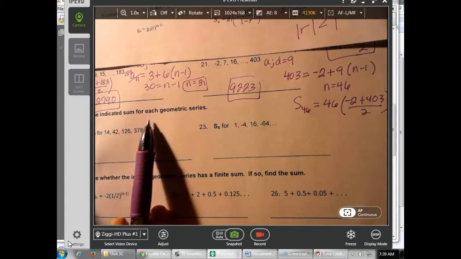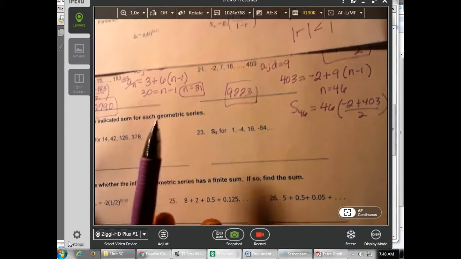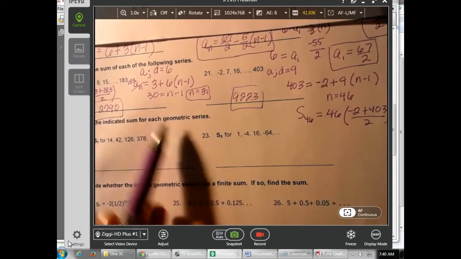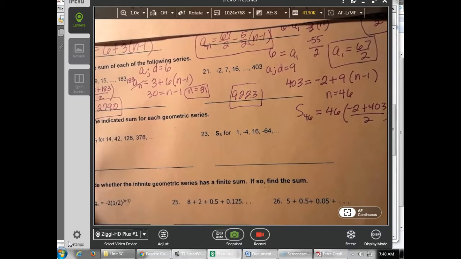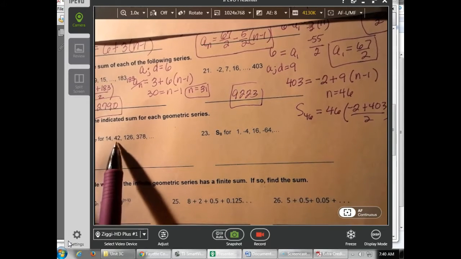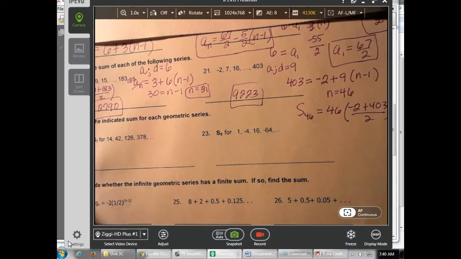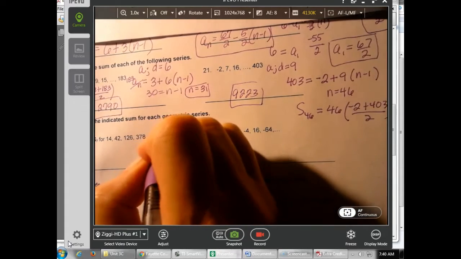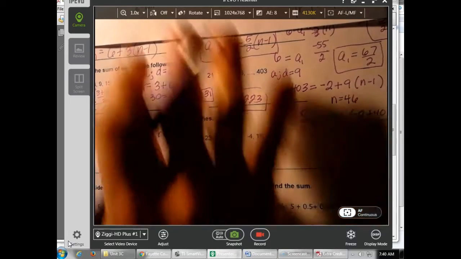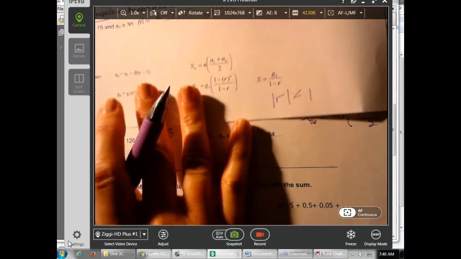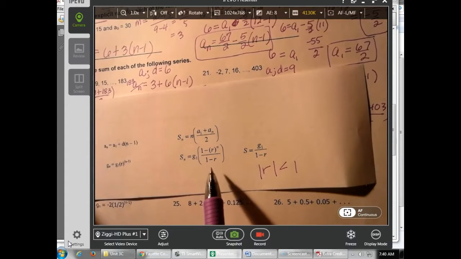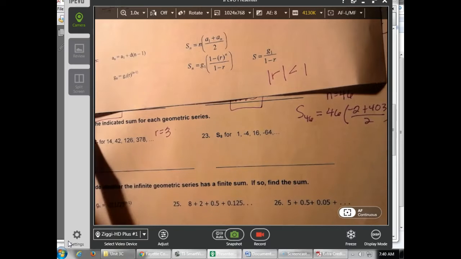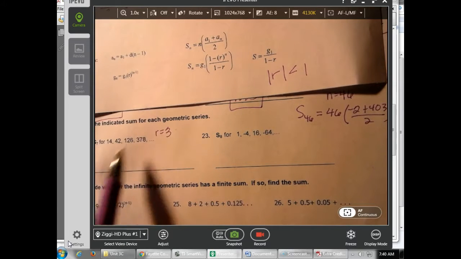Find the indicated sum for each geometric series. So now we're told it's geometric. Up here we were not told, so we had to double check. Here we're told it's geometric, so I don't even need to check these. So what I need to do is basically just divide 42 by 14 and see what I get. So I get a 3. So that means r is 3. Okay. Now we are using either one of these two formulas. Okay. And we're supposed to find the sum.